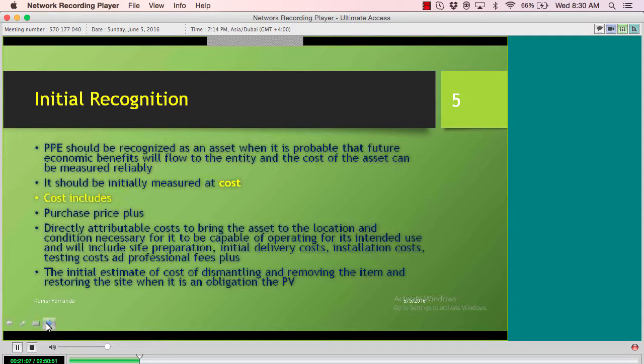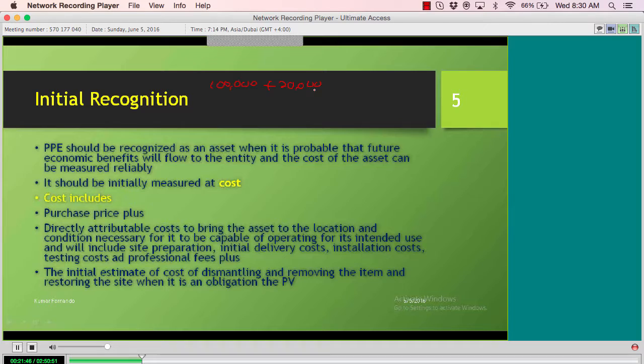So initial recognition: all property, plant and equipment, that is tangible assets, should be initially measured at cost, whatever the cost. Now the cost can be many things. If you are in Dubai and you buy a machine from Singapore, which will cost you 100,000, whatever the currency, that is what you pay to the supplier.